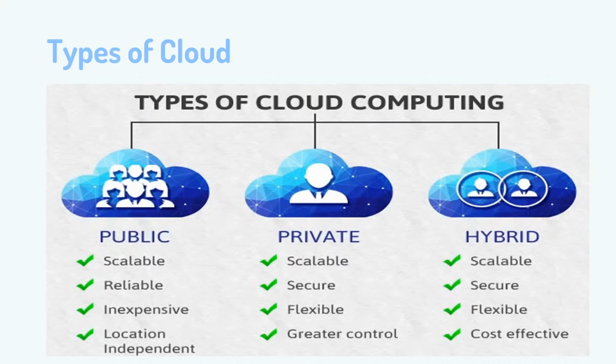On the other hand we have private cloud. Private cloud is scalable and secured, and it's flexible. So this is all about private cloud. And hybrid cloud is nothing but a combination of 2 cloud systems. Whether it's public or private, we can combine 2 systems, and that is called hybrid cloud.